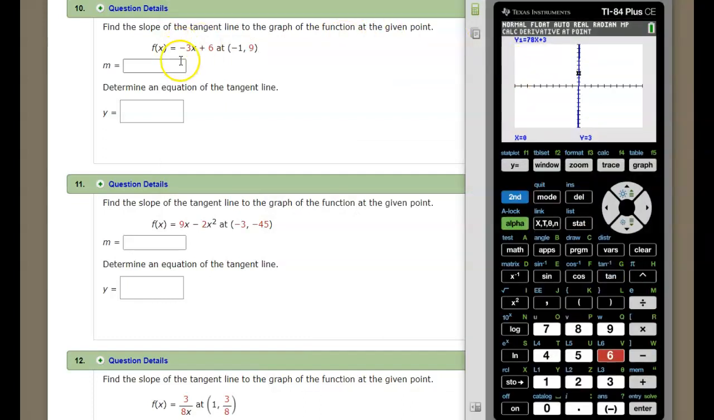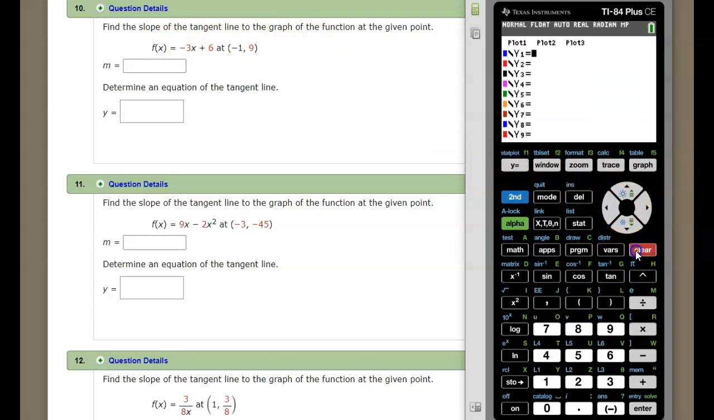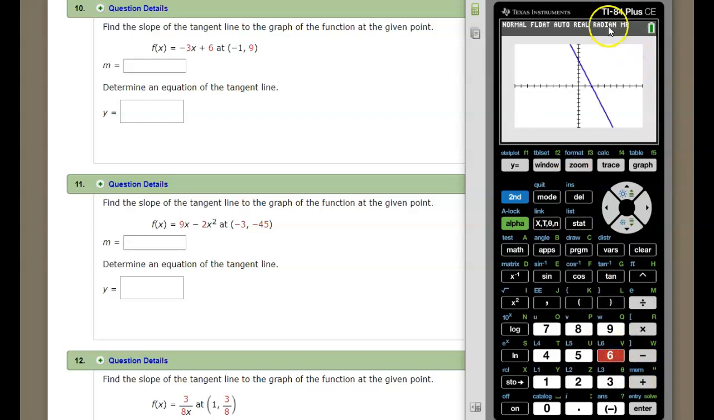So for the first one here, I want the slope of the tangent line to the graph of the function at the given point. So first I need the slope. So I'll put in y equals, clear, negative 3x. Make sure you're putting negative instead of minus, plus 6. I'm going to do zoom 6. And I can see the slope of this line is negative 3, but you may not know that.